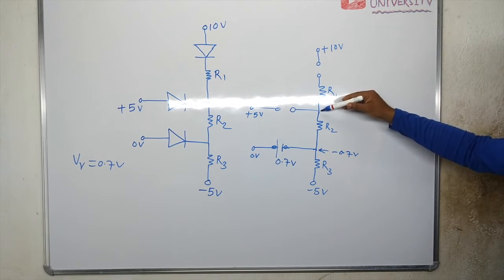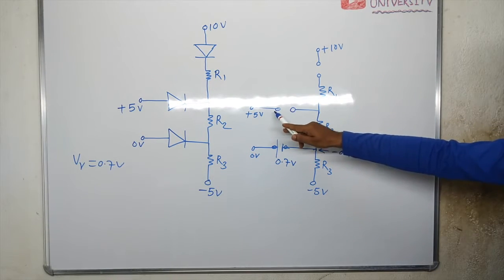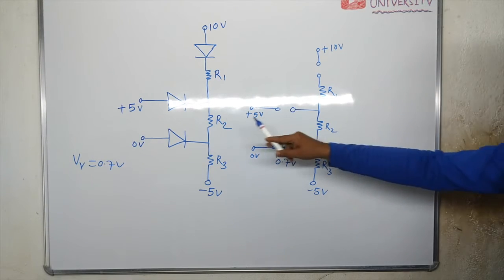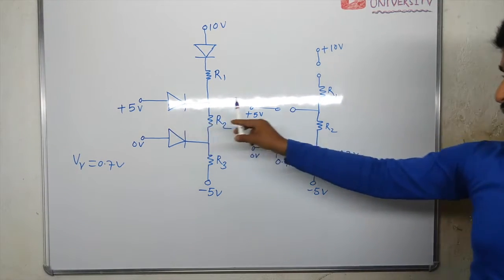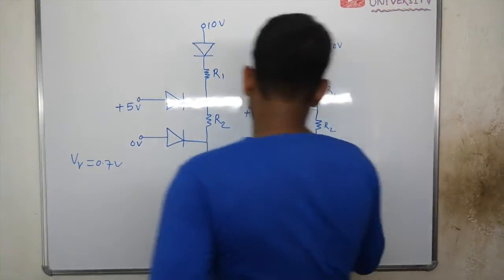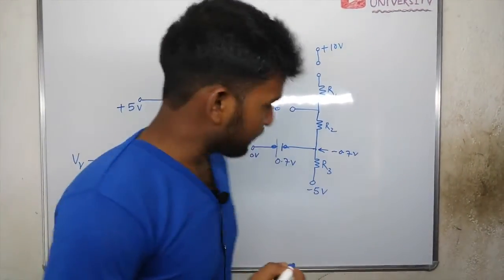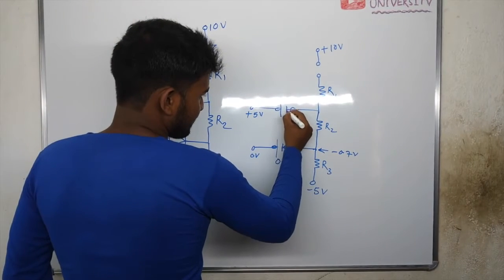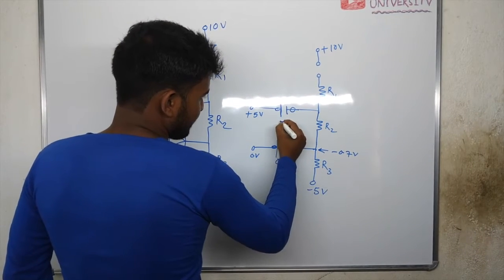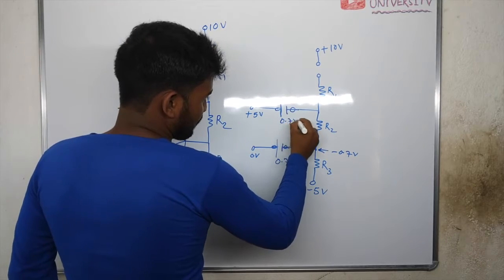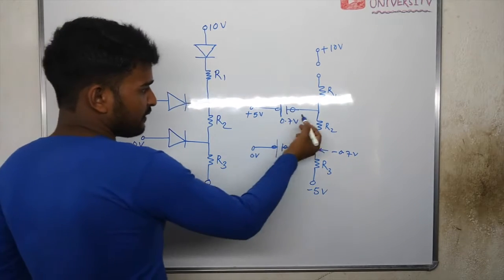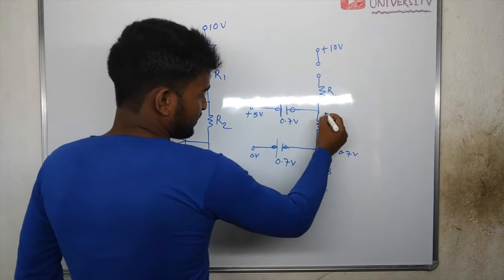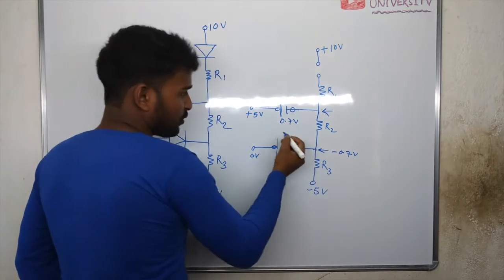At this node, this side voltage is plus 5 volt and this side voltage is minus 0.7 volt. So this diode will be forward biased, and it will be replaced with a battery of 0.7 volt. Since it is forward biased, I am replacing this diode with a battery of 0.7 volt. Then tell me, what is the value of this voltage? Voltage at this node, 5 volt minus 0.7 volt. The voltage at this point will be 4.3 volt.